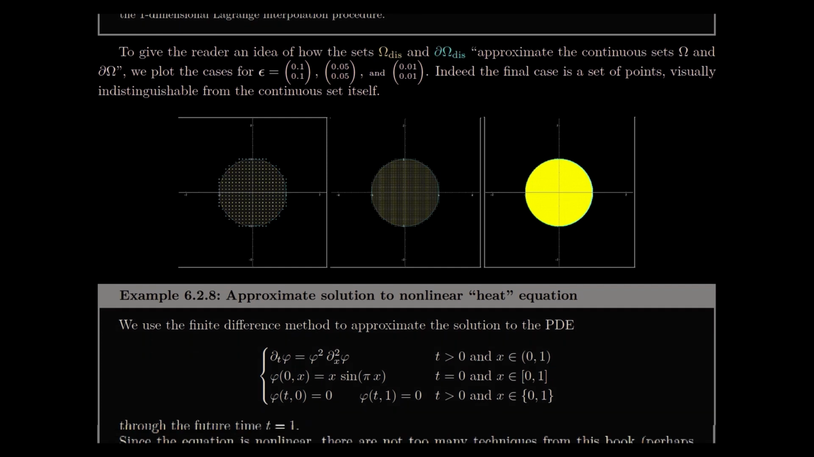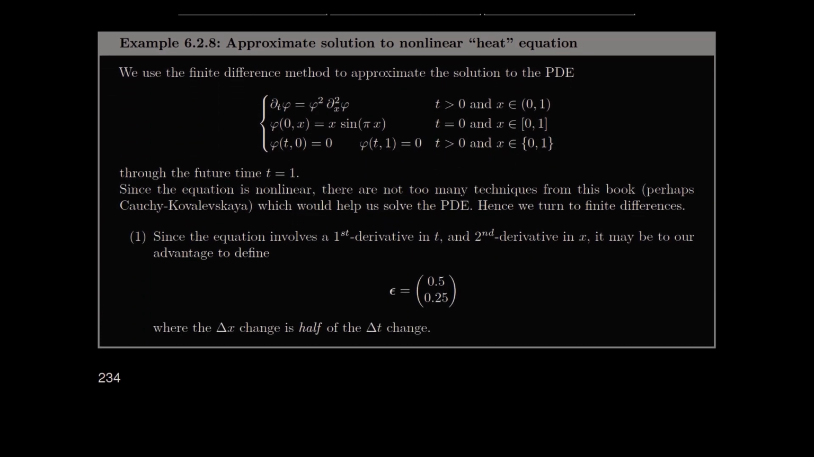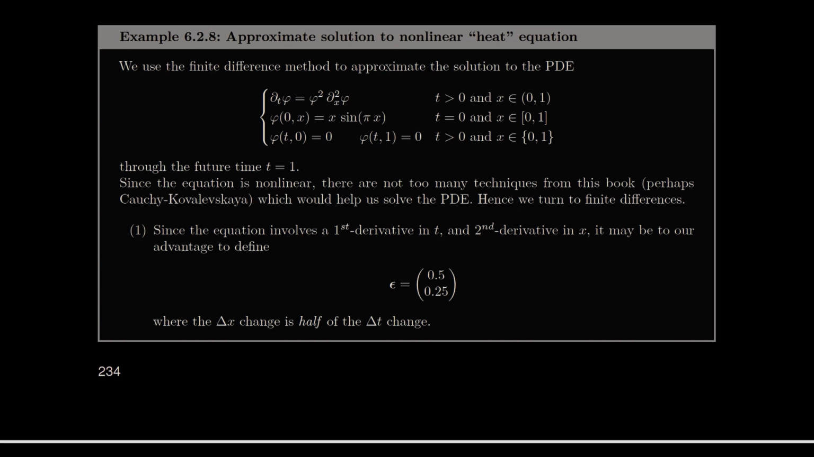Moving on to the last example in this section, calling it an approximate solution to the nonlinear quote-unquote heat equation. What I want to show here is that we can use these methods on nonlinear problems that nothing else from the book can really tackle. Maybe Cauchy-Kovalevskaya, right? But nothing else in chapter 6 of the book can tackle. There's a pretty nasty nonlinear term here: phi squared times 2 derivatives in the x direction on phi. So that's a pretty bad nonlinear term, and we're still going to see if we can get something to work out on this solution.